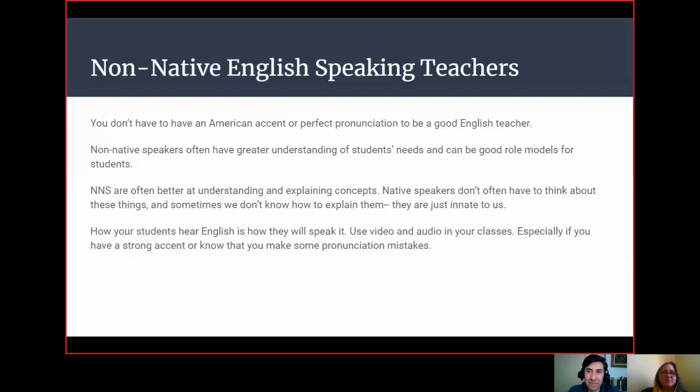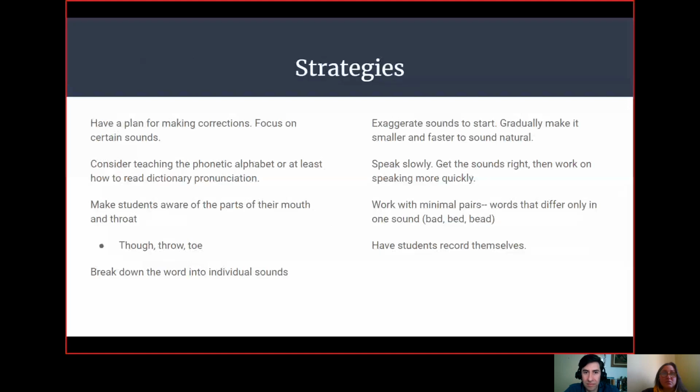Some strategies for improving your English pronunciation. As a teacher, it's really important to have a plan for making corrections and to often focus on certain sounds. Students often have this feeling that their teachers let their pronunciation mistakes go without correcting them. So it's helpful to set up a plan. For example, in my classes, when a student is reading a passage, we stop at the end of every paragraph.